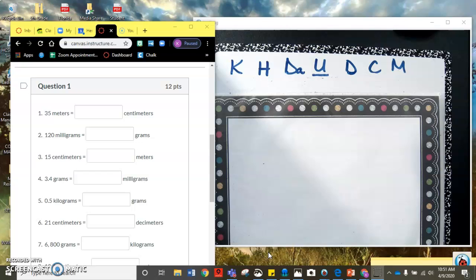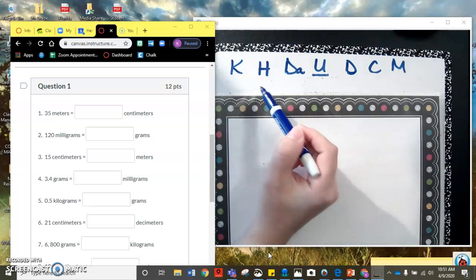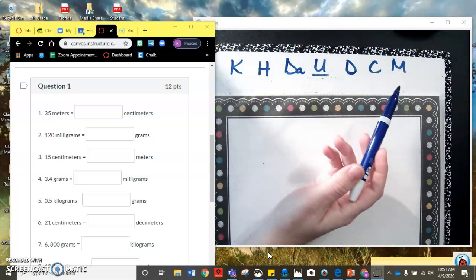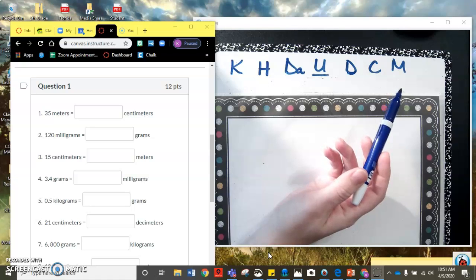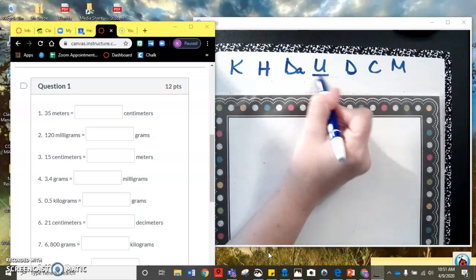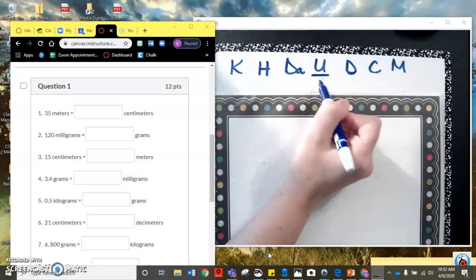So as you can see, I've written my abbreviations at the top of my board here, and you could do the same with your paper at home. Write it at the top so you can keep using it over and over again. Notice that the U here is for units, so that could be meters, it could be grams, it could be liters, it all just depends on which ones you're working with.